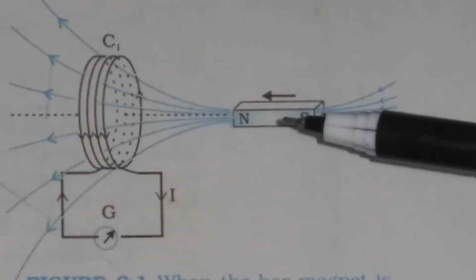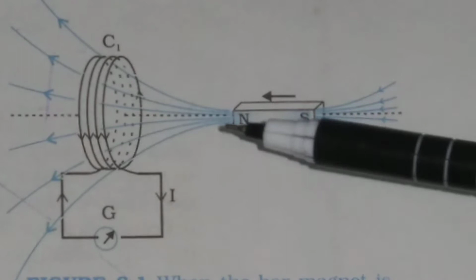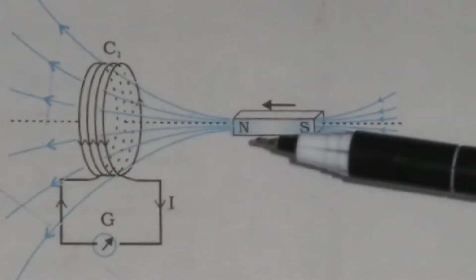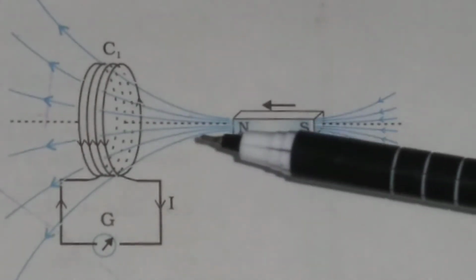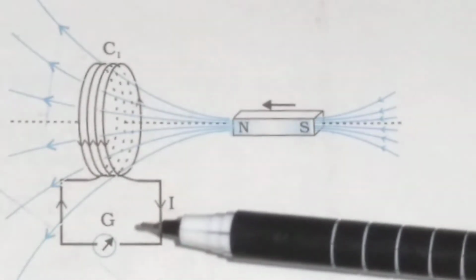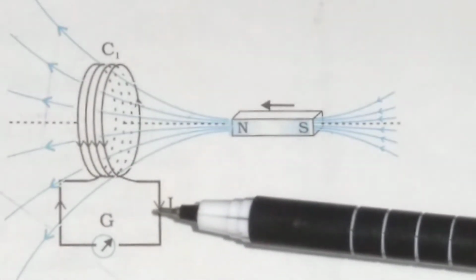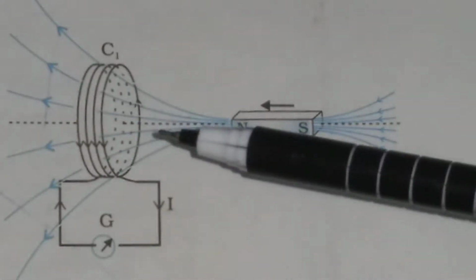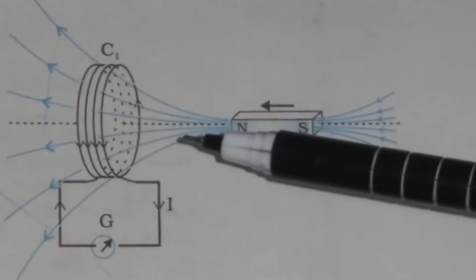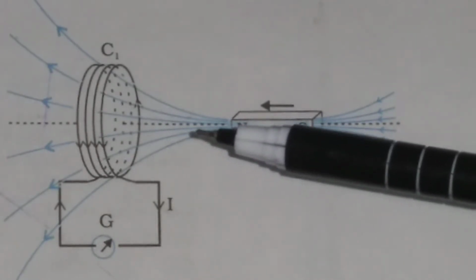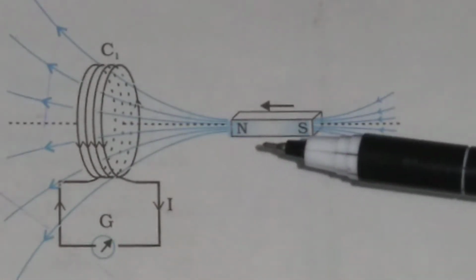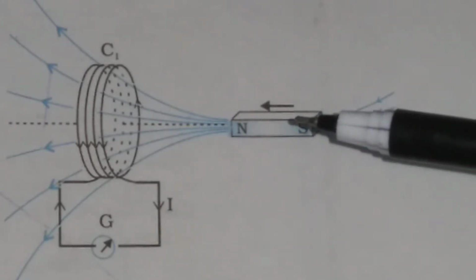When the north pole of a bar magnet is pushed towards the coil, the pointer of the galvanometer deflects. This indicates the presence of electric current in the coil. The deflection lasts as long as the bar magnet is in motion. The galvanometer does not show any deflection when the magnet is held stationary.